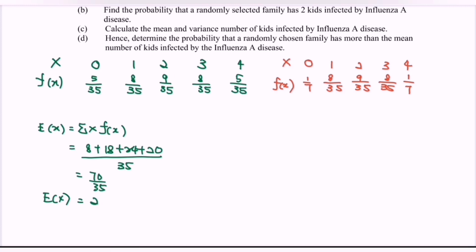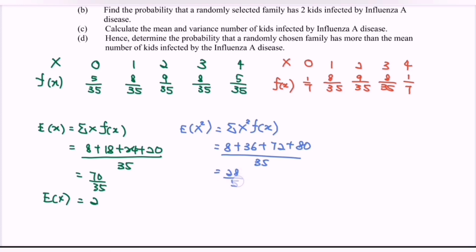Next, in order to find the variance, we have to find E(X squared). The formula is the summation of x squared multiplied with the probability. So kindly refer to the table. We have 8 over 35, plus 4 multiplied with 9, we have 36. Then we have 72, then we have 80, over 35. So if we sum up, we will have 28 over 5.